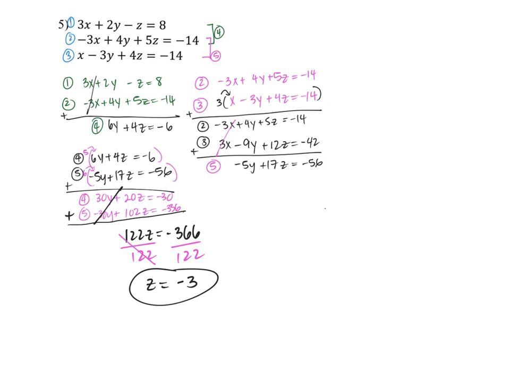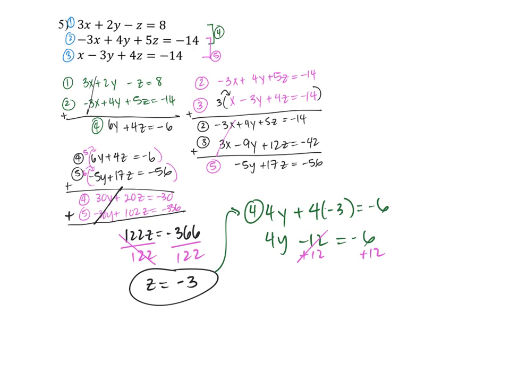So z here is just negative 3. If I want to find the next variable, I have to plug it back in to 4 or 5. I'm just going to choose 4, maybe because it has fewer negatives. That's just me. If I plug into equation 4, I'm solving for y because I only know what z is. So 4 times negative 3 is negative 12. If I add 12 to both sides, you have 4y equals 6.